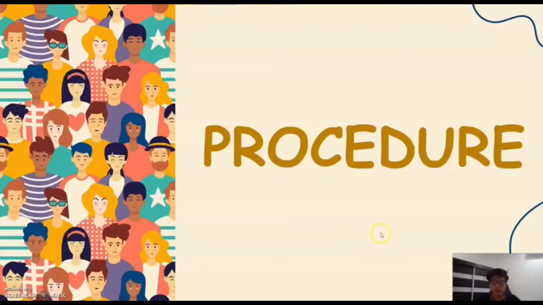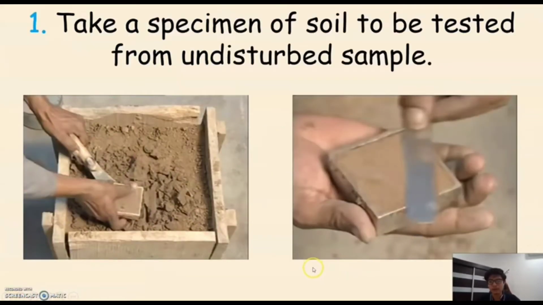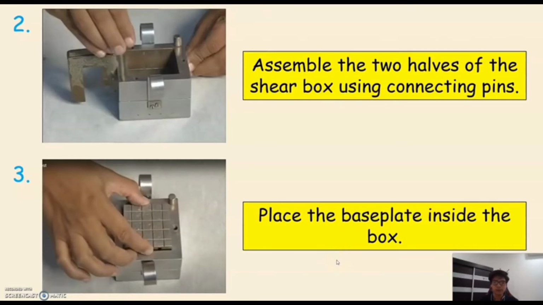So right now I'm going to continue with this presentation about the direct shear test procedure. Here is the procedure slide. First of all, we have to take a specimen of soil to be tested from an undisturbed sample. The second step is to assemble the two halves of the shear box using connecting pins. The third, place the base plate inside the box.